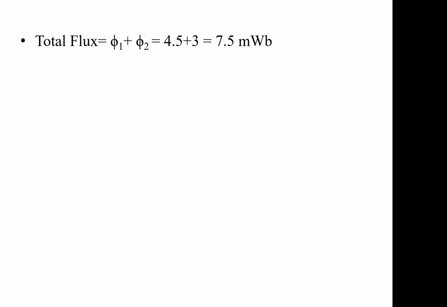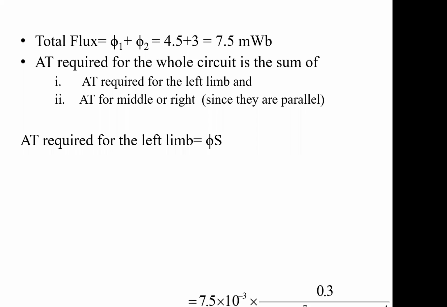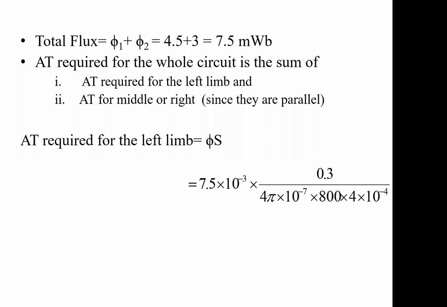And then total flux is equal to the sum of these fluxes, phi1 plus phi2 is equal to 7.5 milliweber. Then ampere turns required for the whole circuit is the sum of ampere turn required for the left limb and ampere turn for the middle or the right one, because they are parallel. So ampere turn required for the left limb is equal to phi S, where phi is 7.5 into 10 raised to minus 3, and S is equal to 0.3 by mu 0 mu r into 4 into 10 raised to minus 4. Length is given as 30 centimeter.